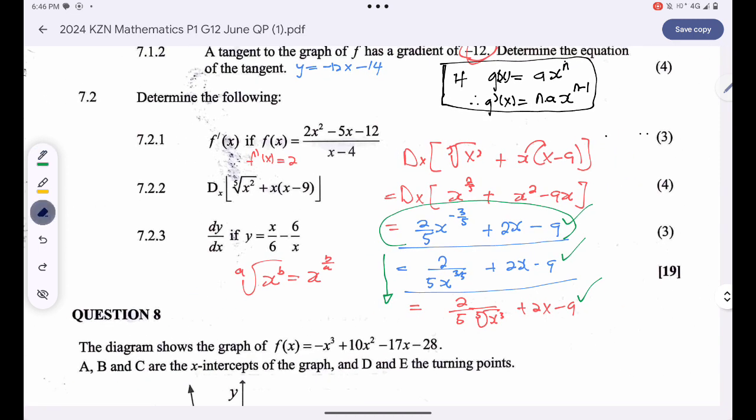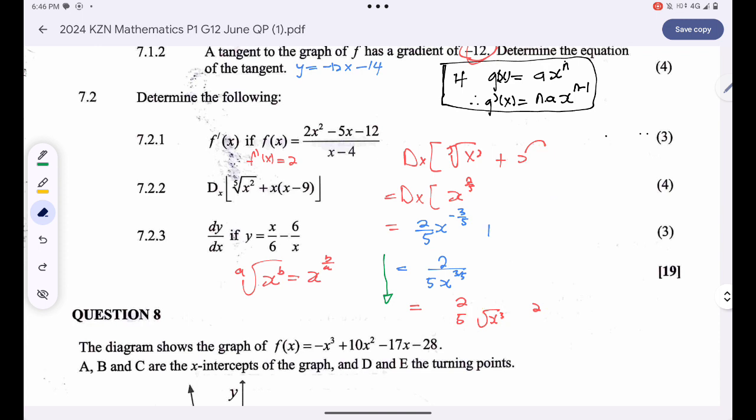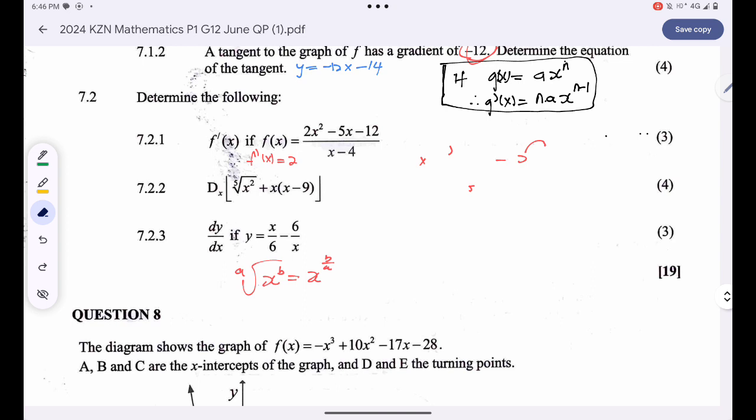Okay, now let's go to 7.2.3. We are given y, and we are supposed to find the derivative of y with respect to x. And please note that, guys, I will only write this notation if and only if what appears on the right hand side of my equal sign is the derivative. Before finding the derivative, I'm not writing this thing. Right, together. Okay. So y is equal to x over 6 minus 6 over x.